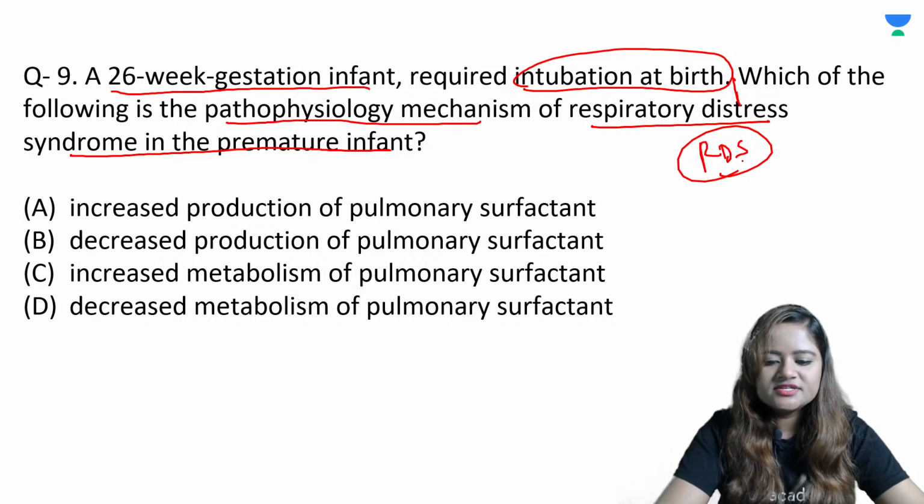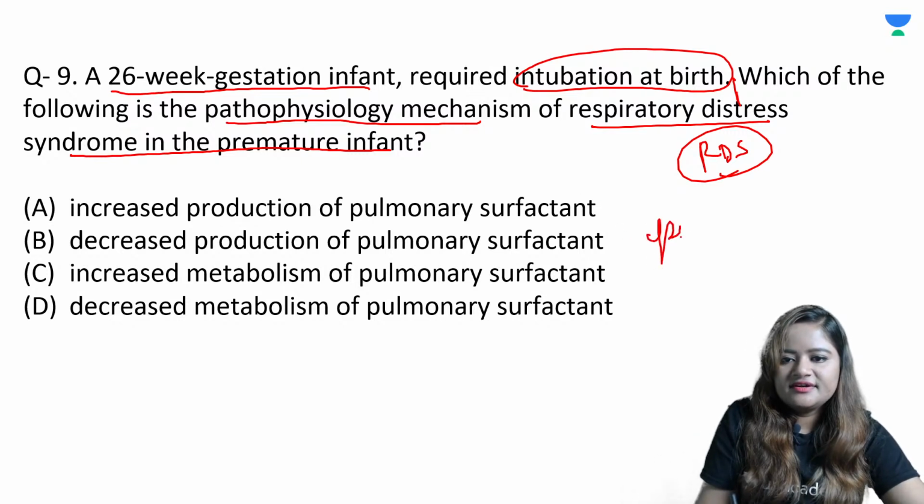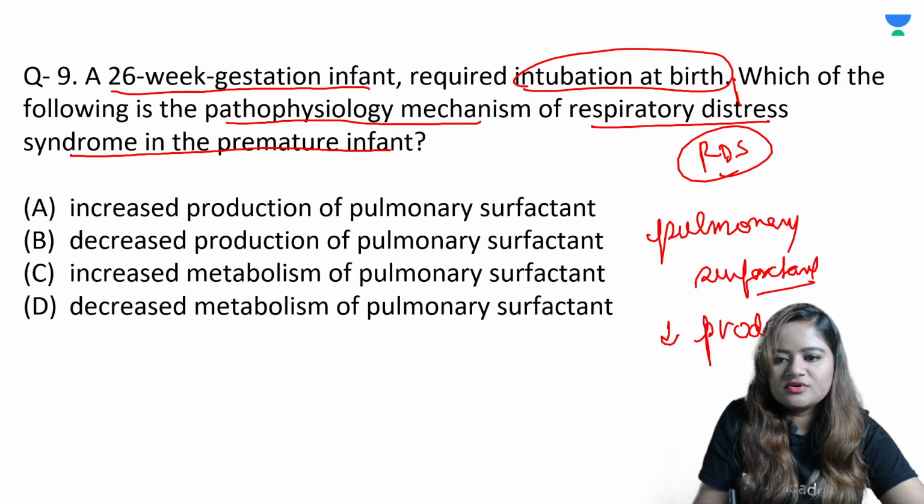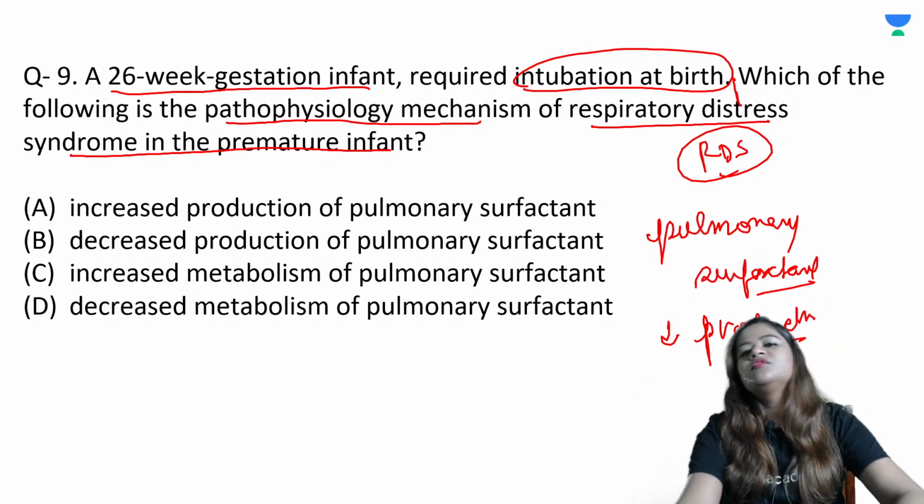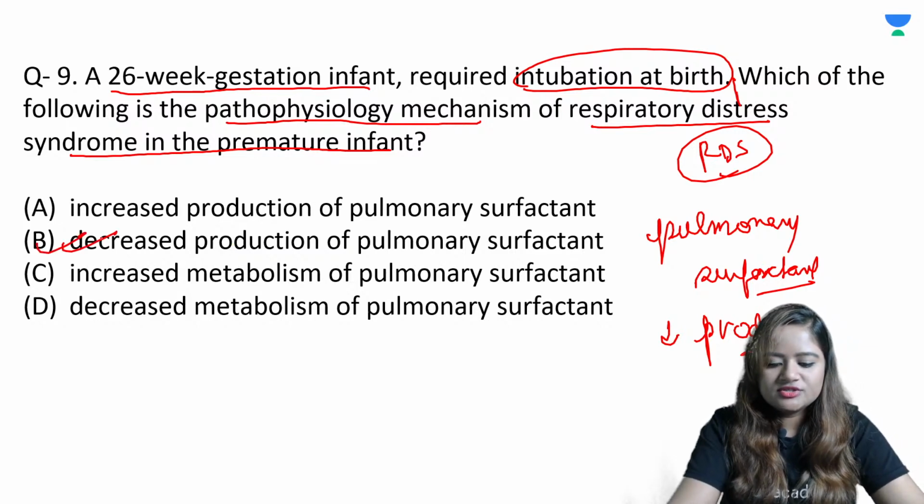Okay, so why does respiratory distress syndrome occur? It is because of pulmonary surfactant definitely, but what happens to the surfactant? Because the baby is premature, there is decreased production of the surfactant. Because of decreased production, the baby is not able to form enough surfactant, which leads to immaturity of the lungs. So decreased production will lead to respiratory distress syndrome. Okay.